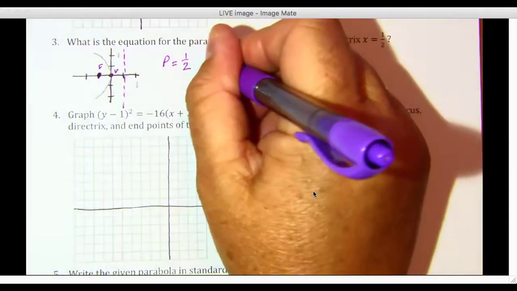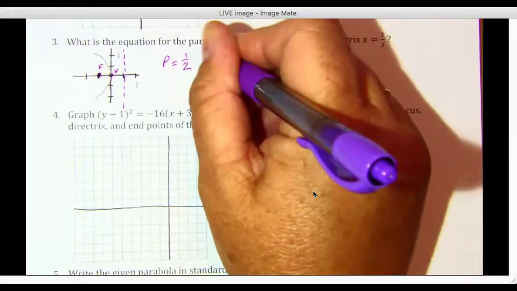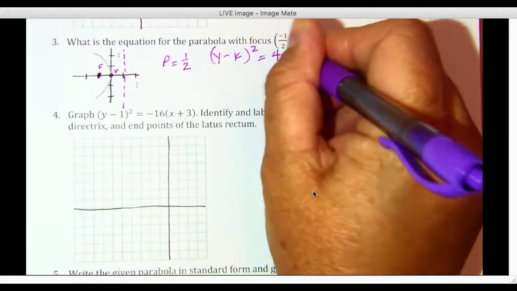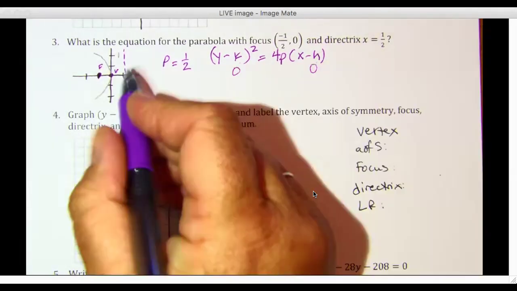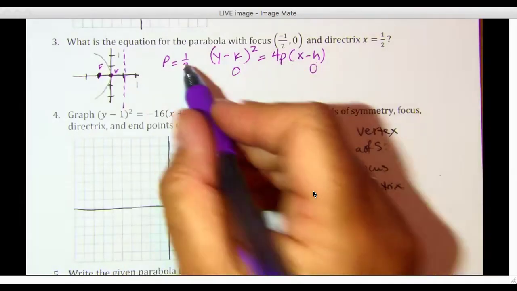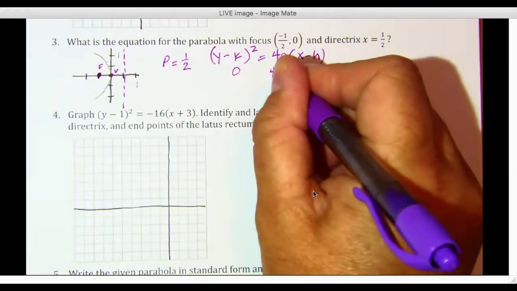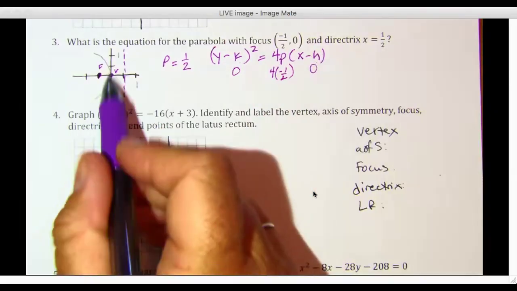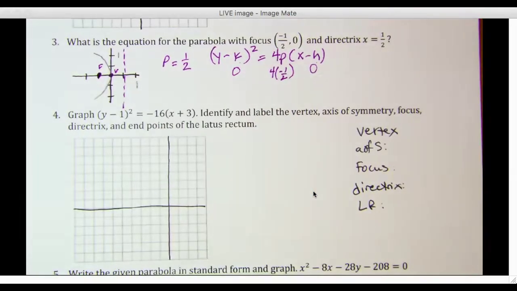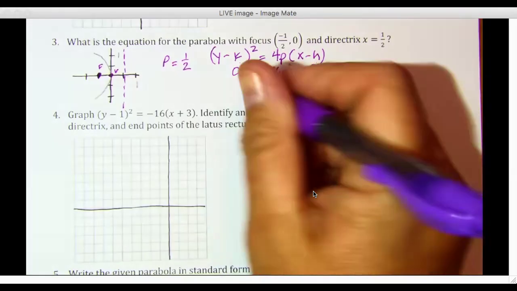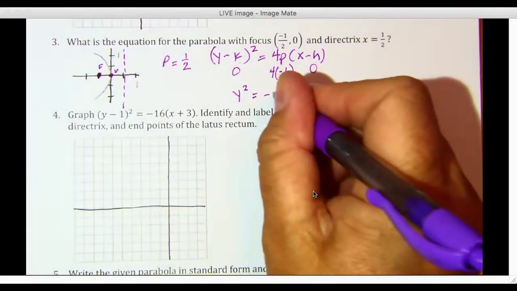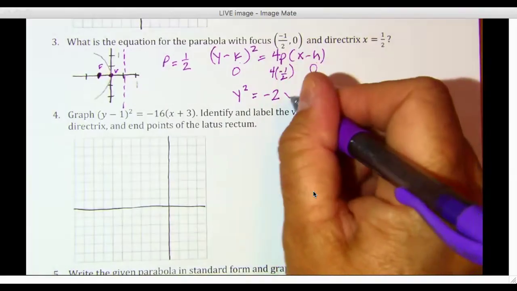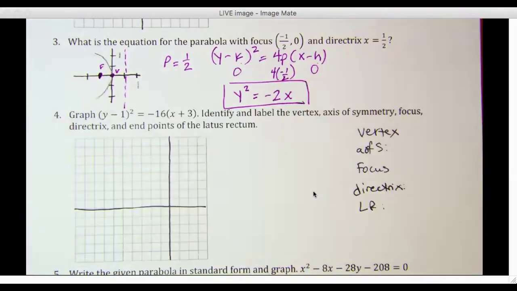So y minus k squared equals 4p times x minus h. My h and my k are 0 because this is at the origin. My p-value is 1/2, and it's actually negative 1/2 because it's curving in a negative direction. So I already know all the pieces I need in order to write my equation. Y minus 0 is just y squared. 4 times negative 1/2 is negative 2, and then x minus 0 is just x. So this is the equation of my parabola.